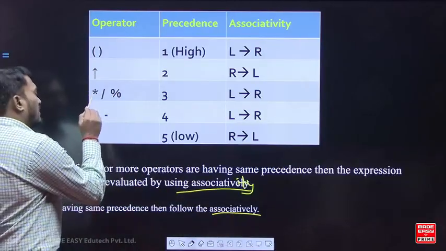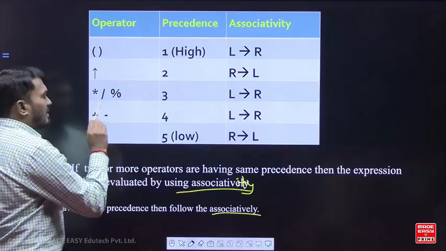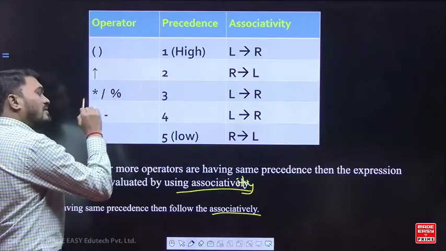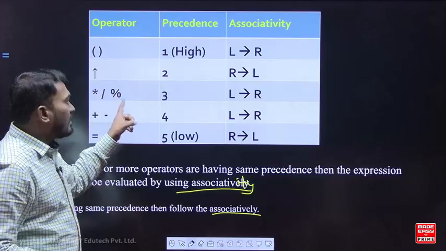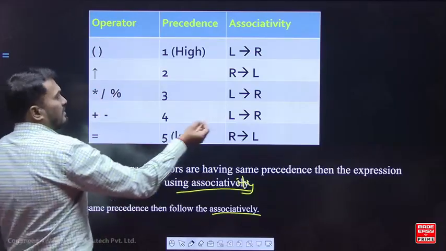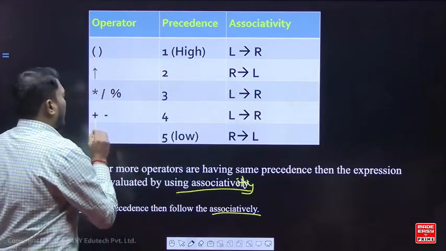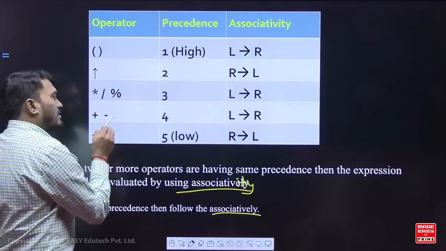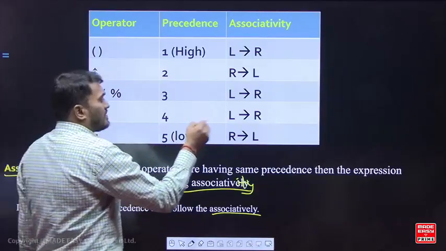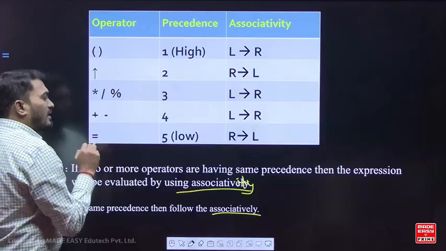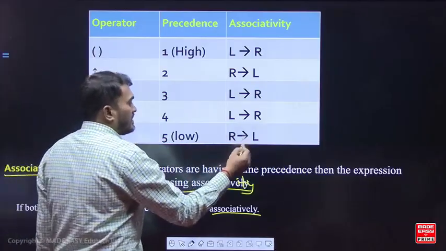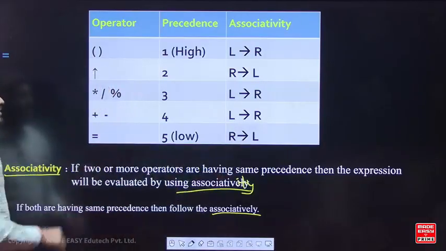And next, look here, multiplication, division and modulus. All the three are having the same precedence, and associativity is left to right. Next, plus and minus, addition and subtraction, both have the same precedence, and associativity left to right. And next is the equal to assignment operator, which has low precedence, and associativity is right to left. So copy all this.